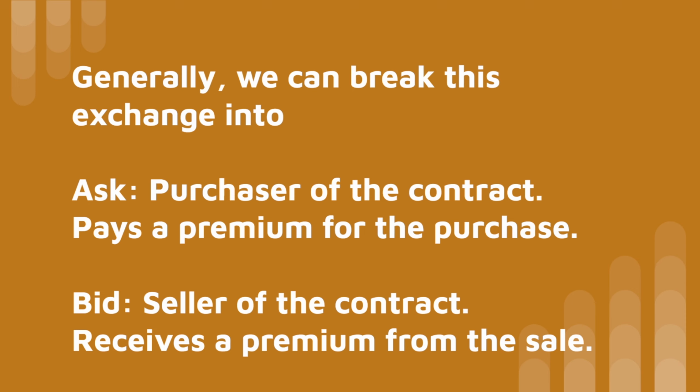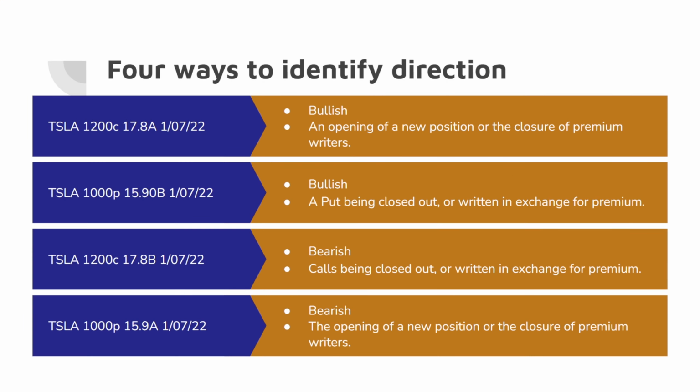So generally, we can break this exchange into: ask is just the purchaser of the contract. They pay a premium for the purchase. Bid is the seller of the contract. They receive a premium for the sale. So for calls, the ask is the high side of the bid-ask spread, the purchaser of the call. And the bid is the low side of the bid-ask spread. It's the seller of the call. For puts, the high side, that's the high side of the bid-ask spread when you see it come in at ask. And for bid, vice versa.